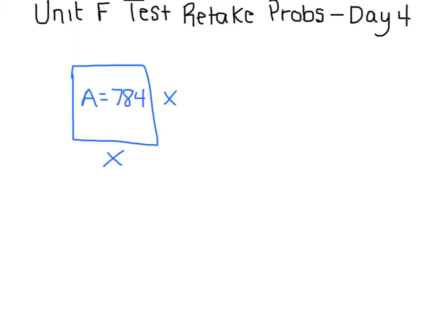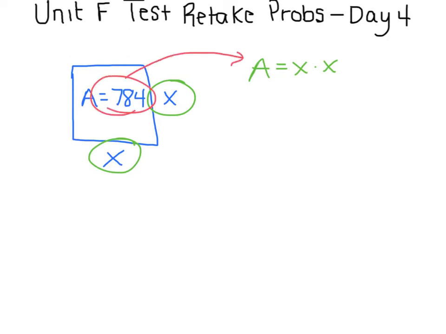Okay, well, think about how you get the area of a square. The area of a square is base times height, and since this is a square, we know they're both the same, so we can call them both X. So my area is X times X. Now my area I know is 784, so I'm going to plug that in for A. And X times X I could rewrite as X squared. Okay, so if 784 equals X squared, think about it's the same way we did the last problem.